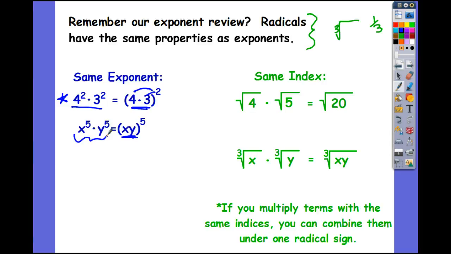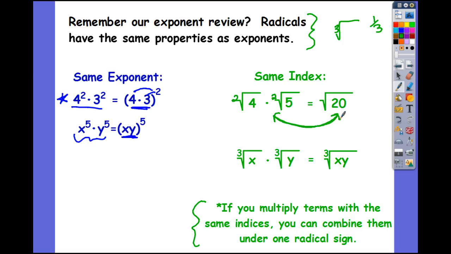Same here for radicals, and this is really what we were doing in the last example. If I have the square root of 20, I could say that's the same as the square root of 4 times the square root of 5. We could do the reverse. If I have the square root of 4 times the square root of 5, as long as your index is the same, you can combine these. The index is 2 for both, so I can multiply those and combine them into one expression, the square root of 20.